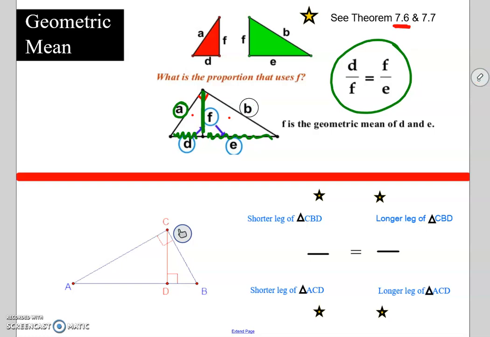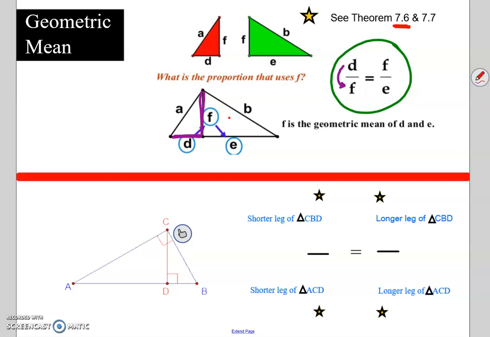Okay, so what this says is if we look at those three important parts, we can set up this equation or this proportion that has to be true, where d over f is going to be the same as f over e. And think about why that works. D over f, d is the short side of the small triangle, and we're comparing that to f, which is the long side of the small triangle. Okay, so short side over long side.